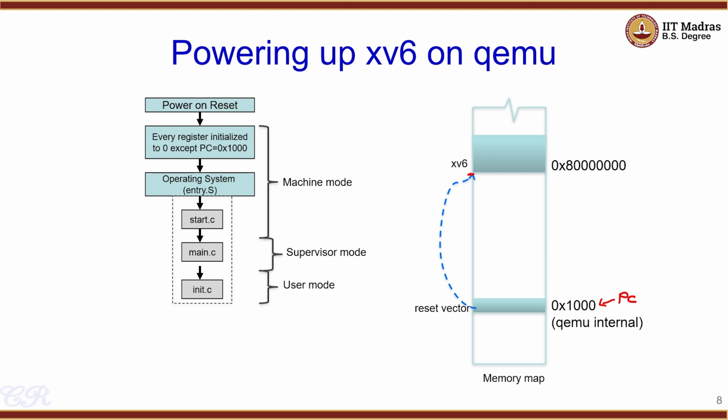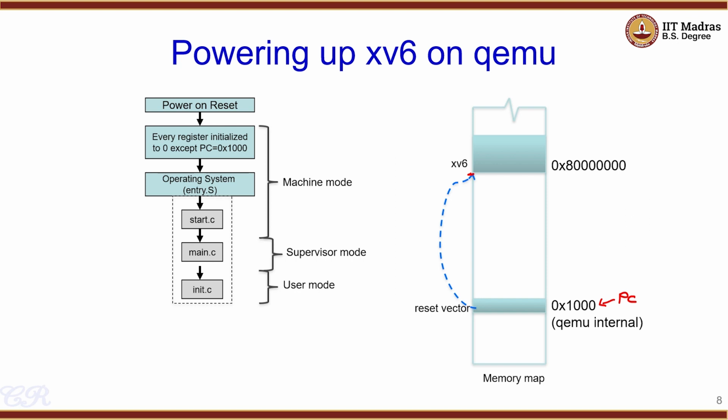million. Now this location 0x80 million is the start of your kernel, and it is essentially implemented at this point in this file called entry.s. And then there is a sequence of operations in start.c, main.c and init.c. So what are all of these operations?